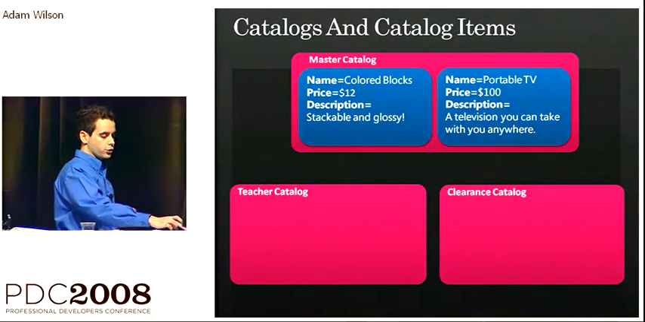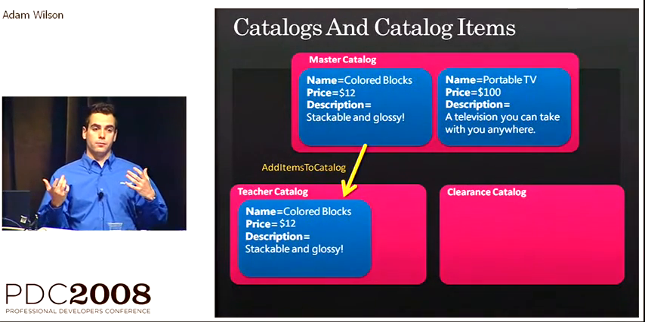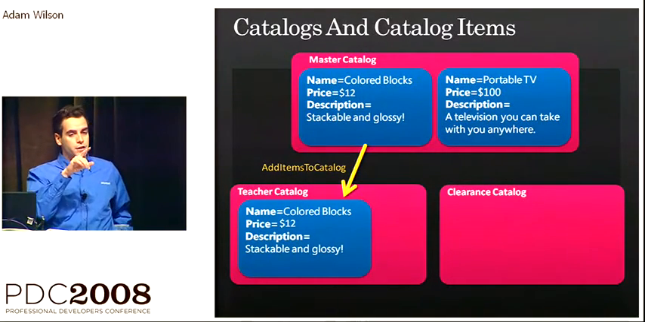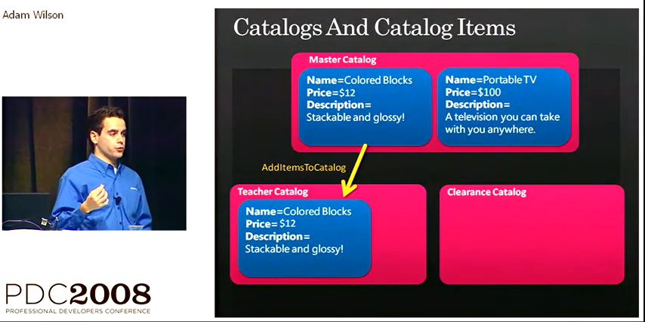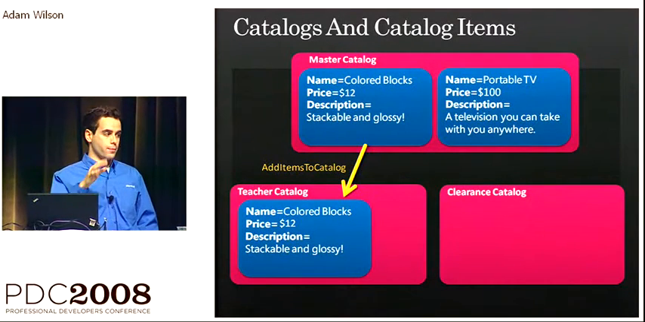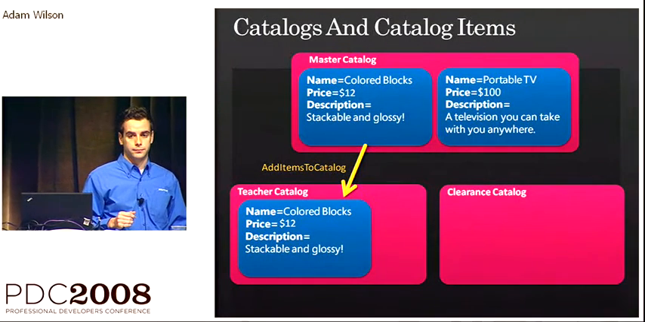And there's an API operation called add items to catalog, which will take an item and add it to a particular catalog. And by default, the values for all the attributes, such as name or price, are inherited from the master catalog to the catalog you created.